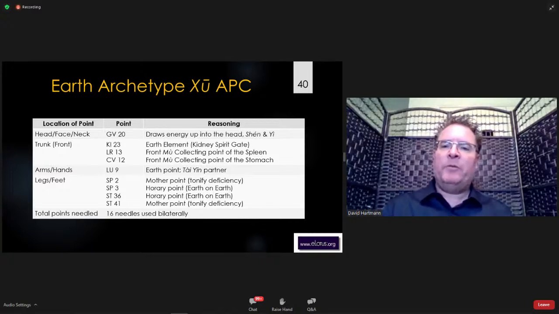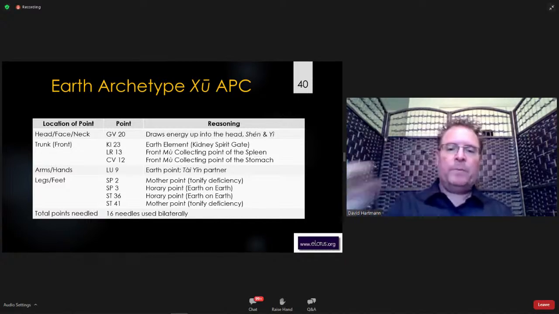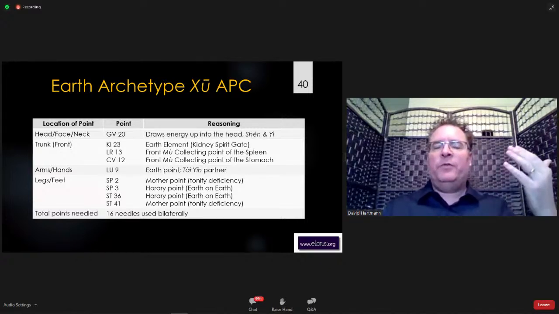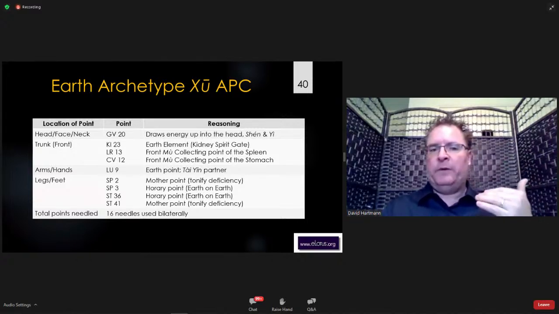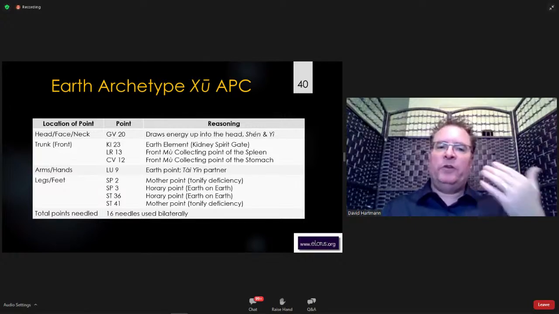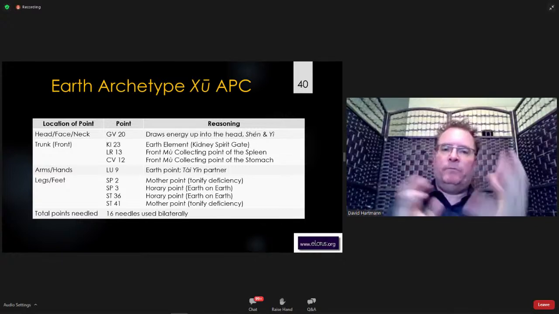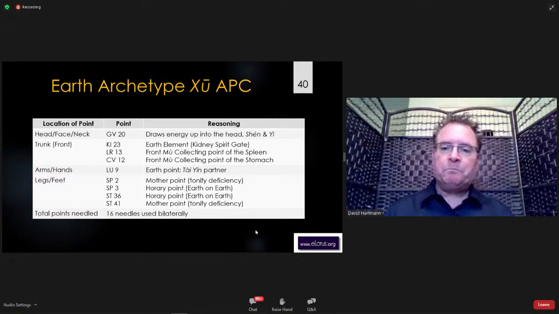And this time we want mother points on the Shen cycle, which is the preceding point on the Shen cycle. So that would be spleen 2 and stomach 41. And then lung 9 is the earth point, and this is an earth imbalance, and it's on the Tai yin partner of the spleen. So the spleen is yin, and it has a yin partner, which is the lungs. So it's an earth point on its Tai yin partner. So there'll be a good little connection there.